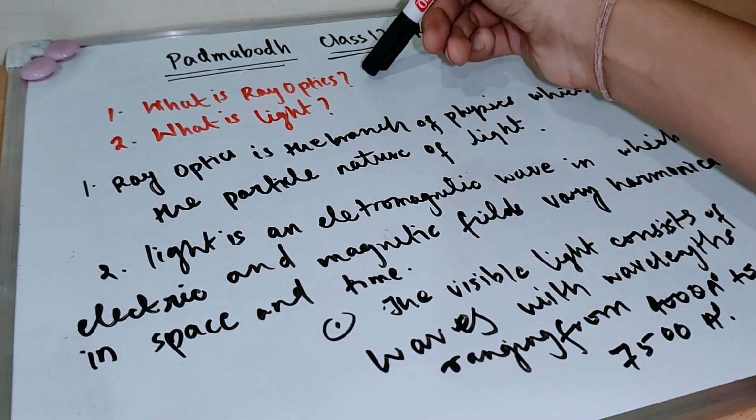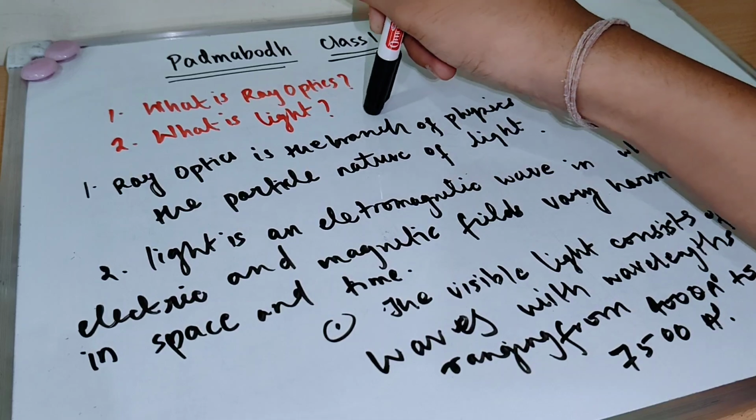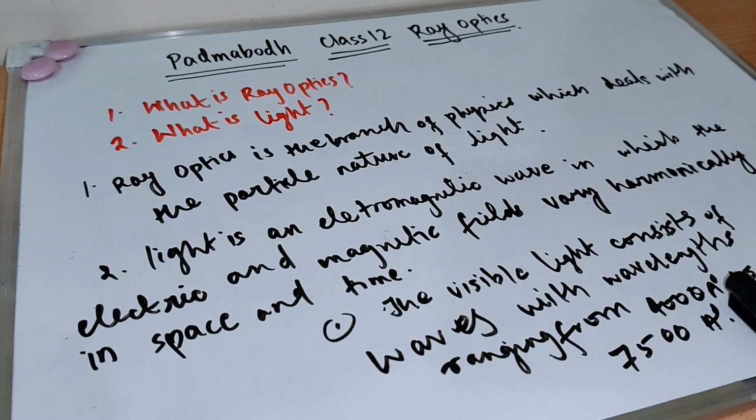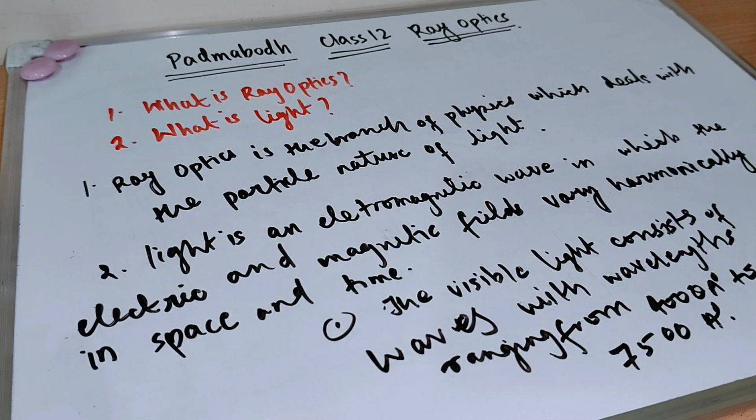We got to know what is ray optics and what is light, and we also must know the range of the wavelength in which visible light lies. It is from 4,000 angstrom to 7,500 angstrom.